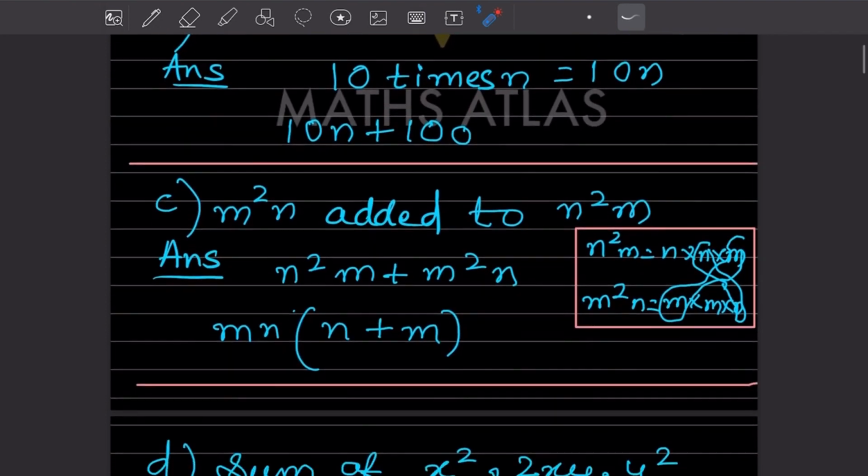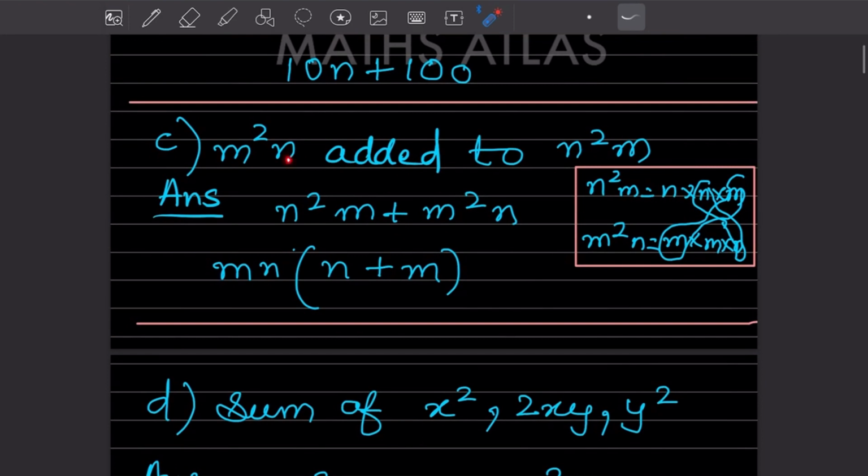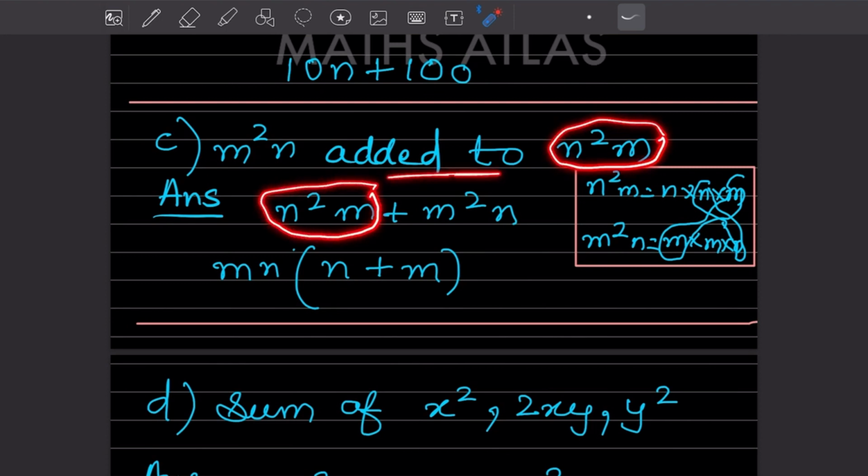Okay. Now look at here. This is important. Now m square n added to n square m. Now you know added to. So when it is added to this one, this number should be first. So you will write here n square m, because this is added to. So this should come first, and then you are adding m square n to it.